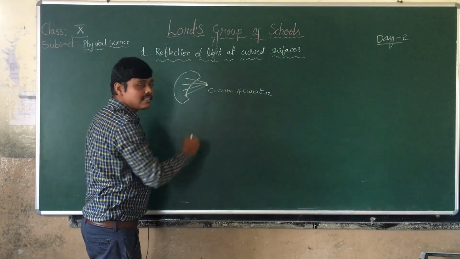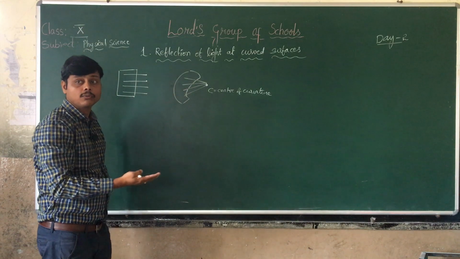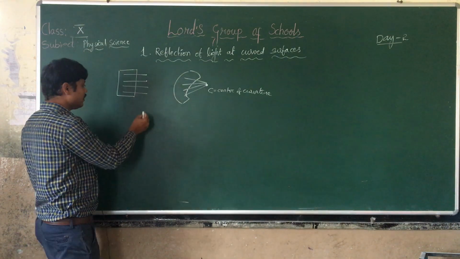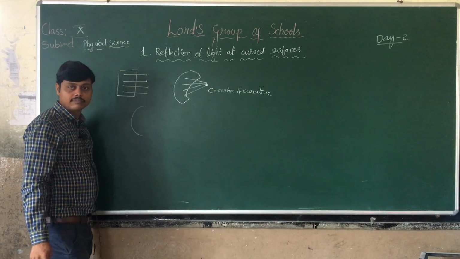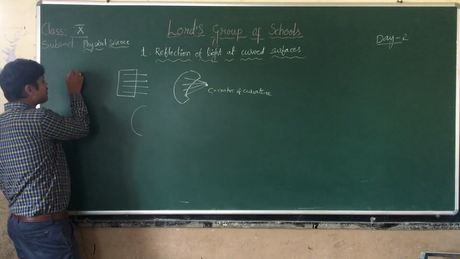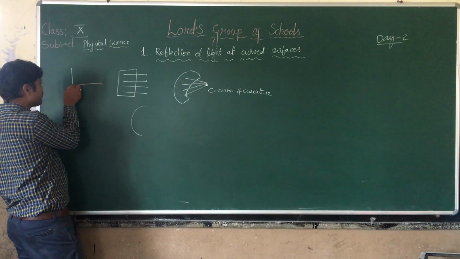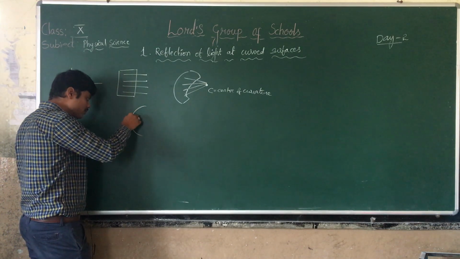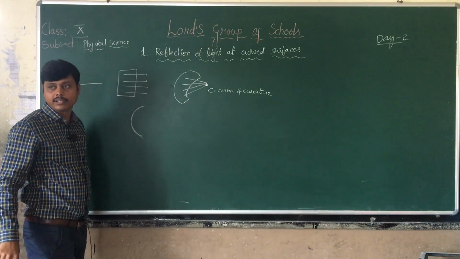And we are discussing this topic to find out what is a normal line for a curved surface and how to draw it. Suppose I take a curved surface, this is a curved surface. Normally, if it is a plane surface, you can draw the normal easily, which is perpendicular. But if the surface is curved, how to draw the normal line? That is a very important point here.